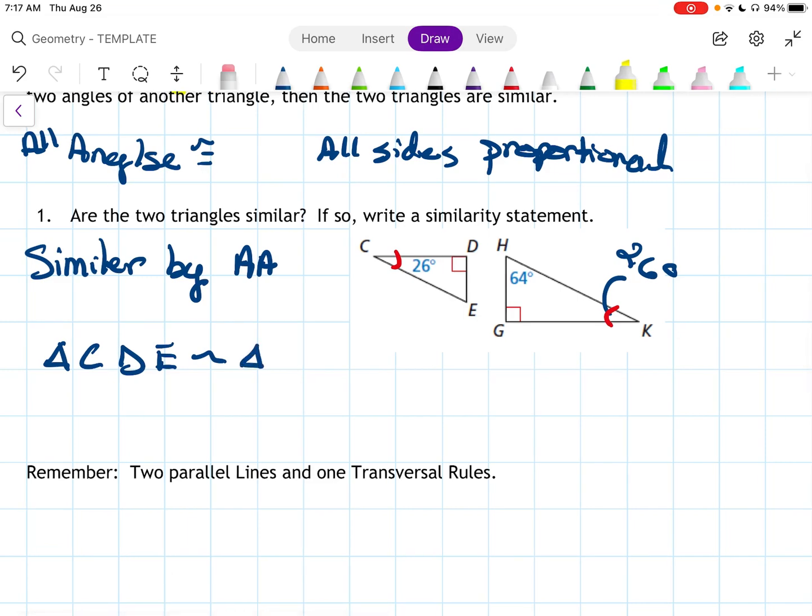So I'm going to look at point C. C has a 26-degree angle, so I need to put K first. Next up is D. D has a 90-degree angle, so I need to put G. And then the last one is H. And that's it. That's how we make our similarity statement.